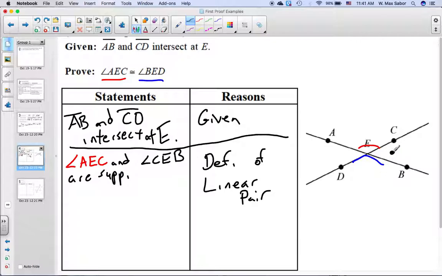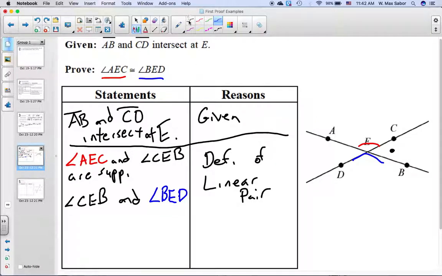Now, that angle and the blue angle are also supplementary. So CEB, and what is that? BED. They're supplementary. And that also has the definition of linear pair as the reason, so I don't have to rewrite that.